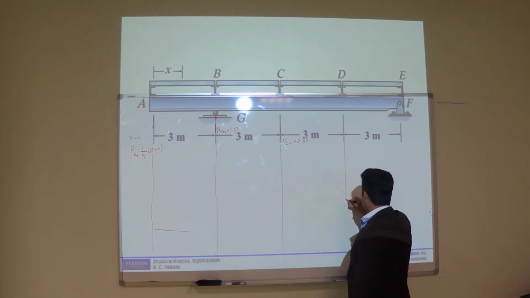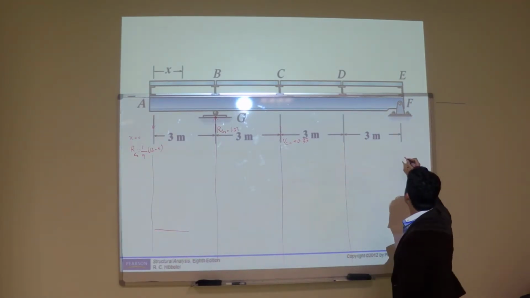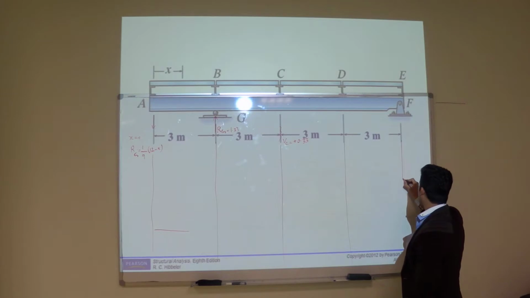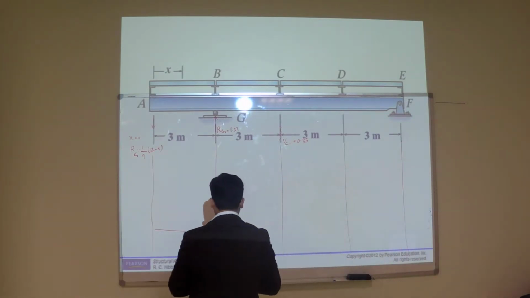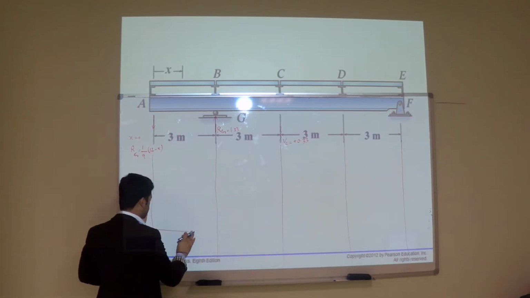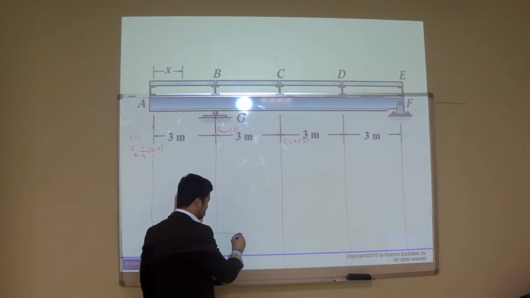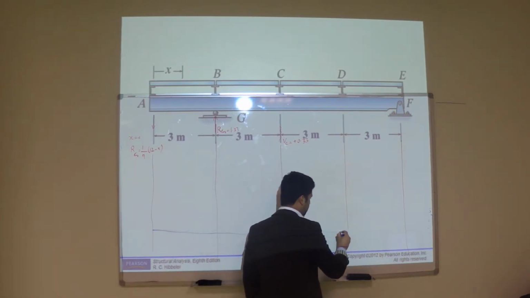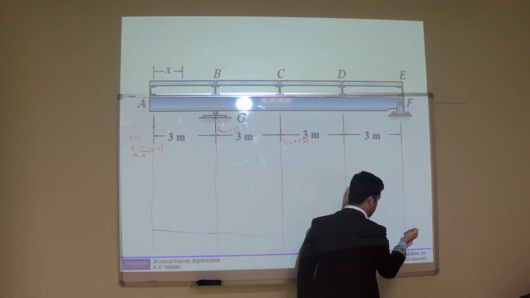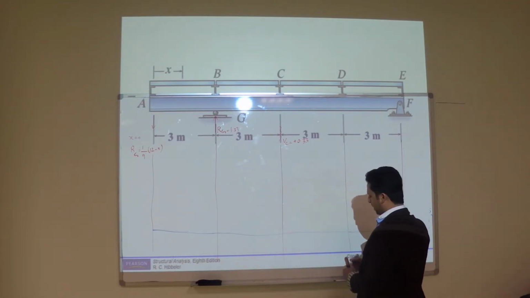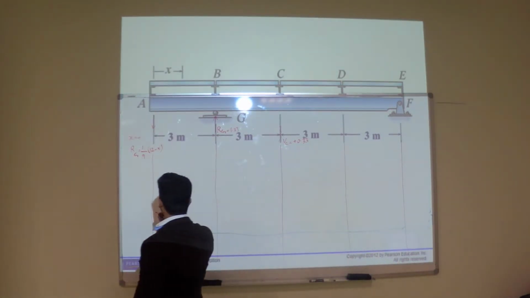Please check my lectures in which I have explained the shear force. So here I am going to draw the ILD for shear. It is positive. Okay, so it is 0.33 here.